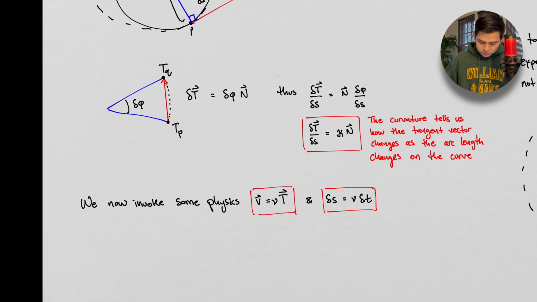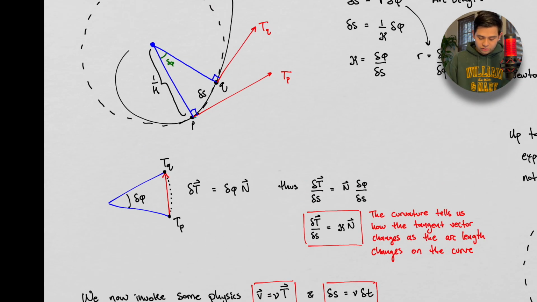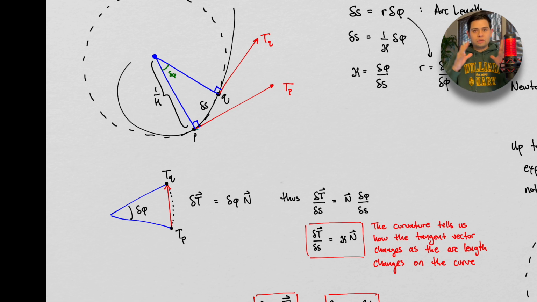But anyways, we now invoke some physics. We're going to say that the velocity is going to be proportionate to the tangent vector. This is sort of intuitive, because the tangent vector is the derivative of some position, and velocity is the derivative of some position. And so we're going to say that the velocity is some scaled version of the tangent vector. However you scale the tangent vector in this picture, it can be squeezed or it can be stretched. That's going to represent the velocity of some particle at point P. Okay?